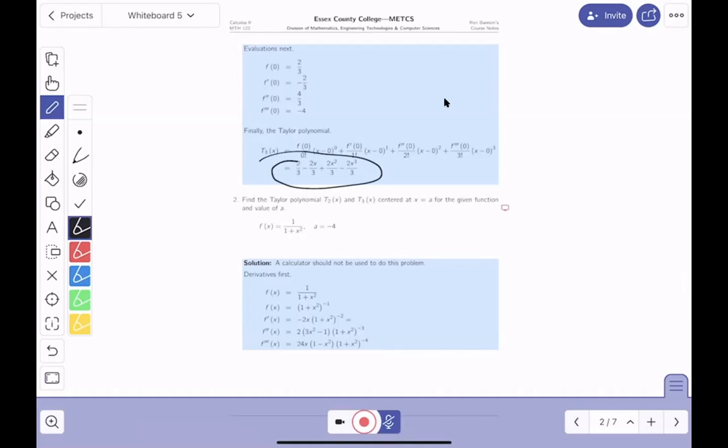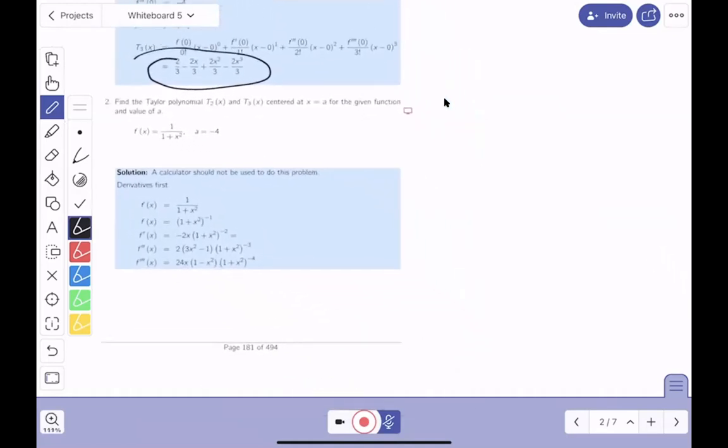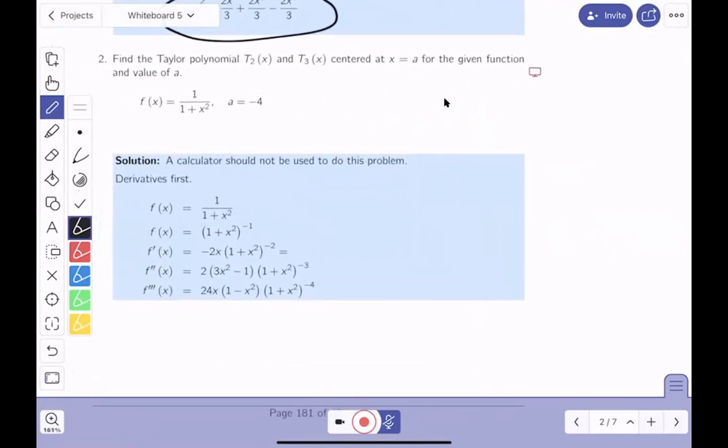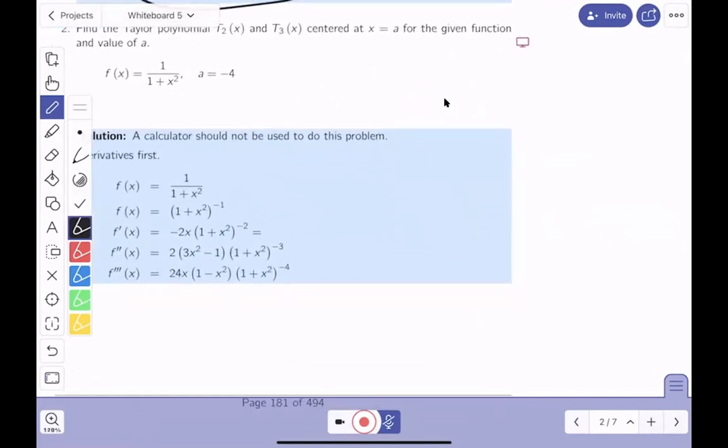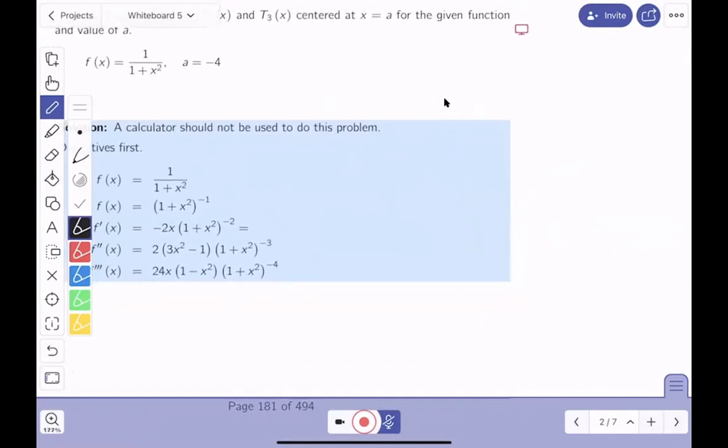This one's centered at 4. And I'll go through that with you. And what I have to do is I have to do a bunch of derivatives now. And for me to do the derivatives, I want to try to make it as easy as possible for me. All right, so let's write this down. F of x is equal to 1 plus x squared to the minus 1.